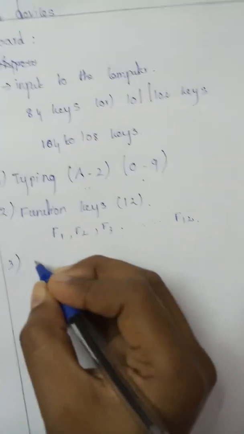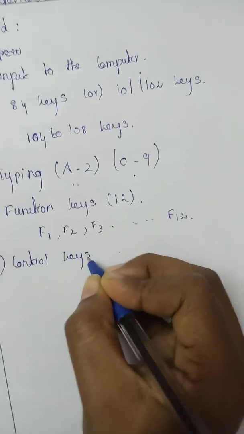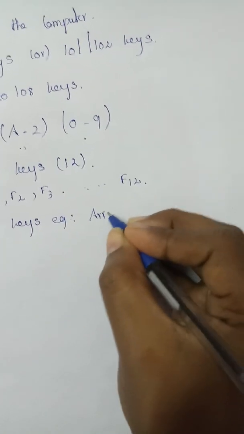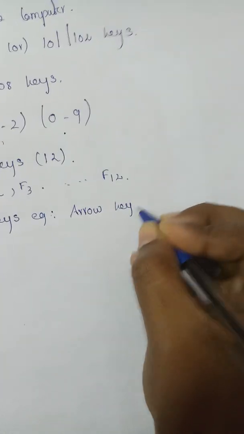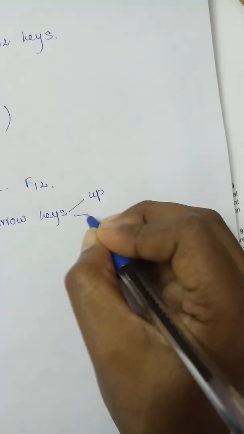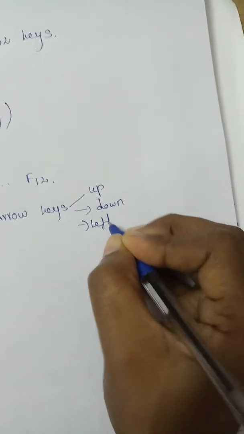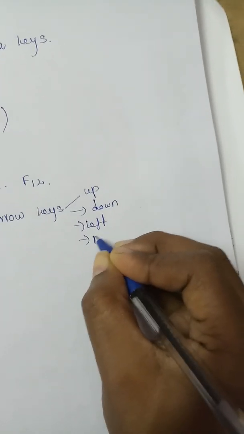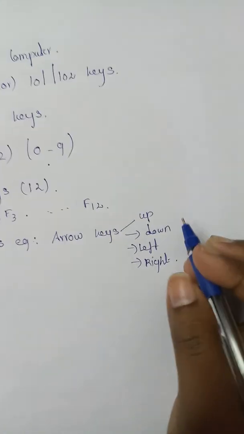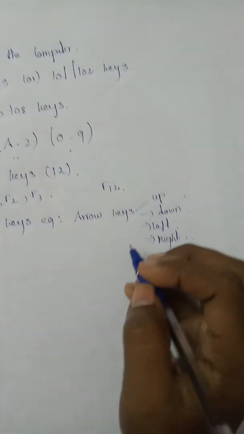The third one is control keys. Some examples are the arrow keys. What are the arrow keys? Up arrow, down arrow, left arrow, and right arrow.